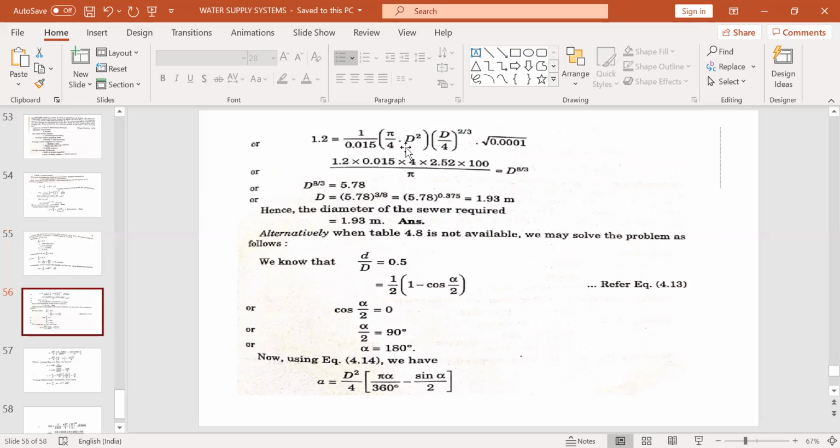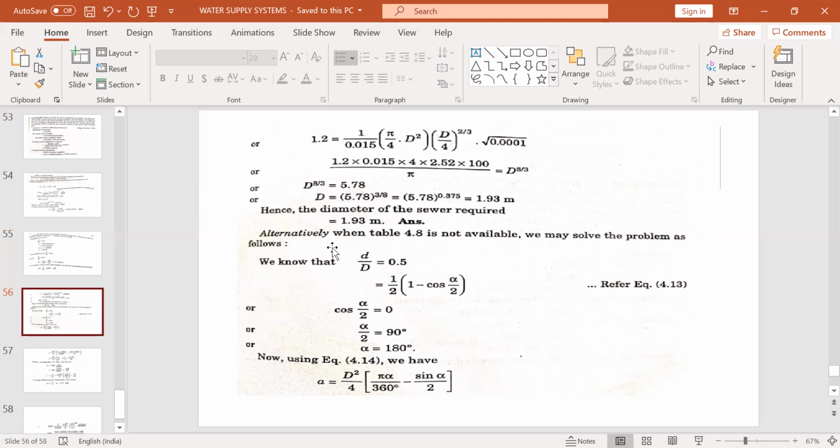Okay. So you put what is Q, you know what is 1 by n, it is given in the question. What is A? Pi by 4 d square. R is d by 4 to the power 2. S is given. So from this equation, again like the similar question, you can find what is D. D is 1.93 meter. So hence the diameter of the sewer will be 1.93.